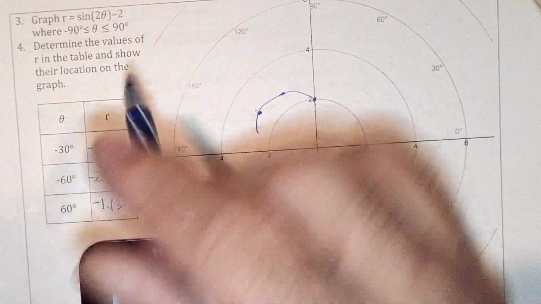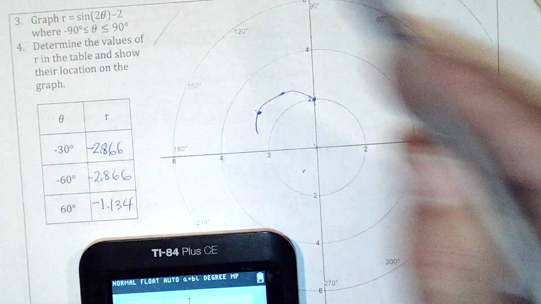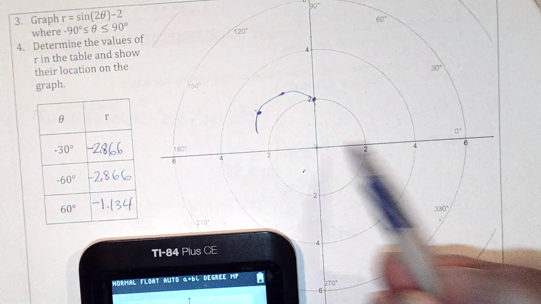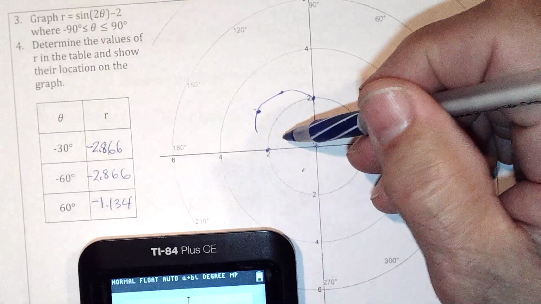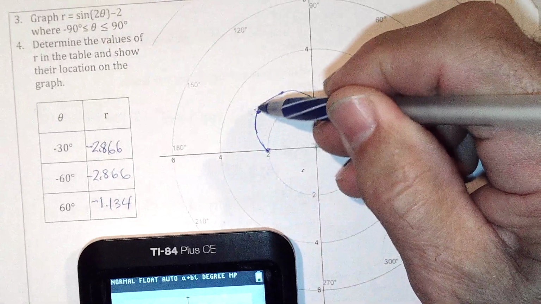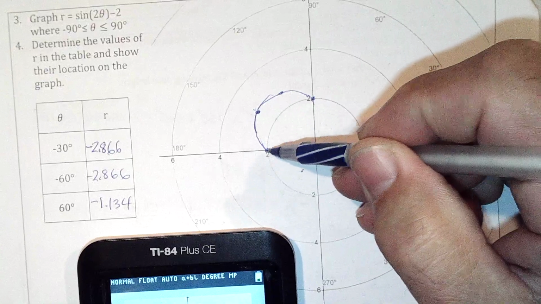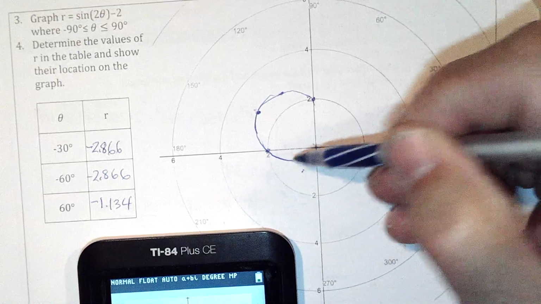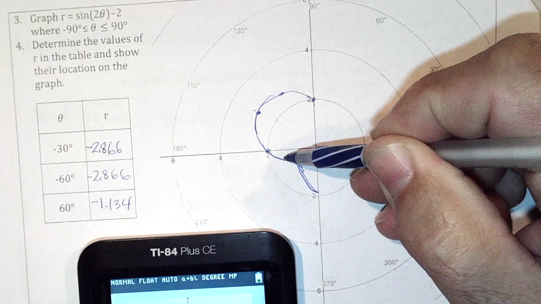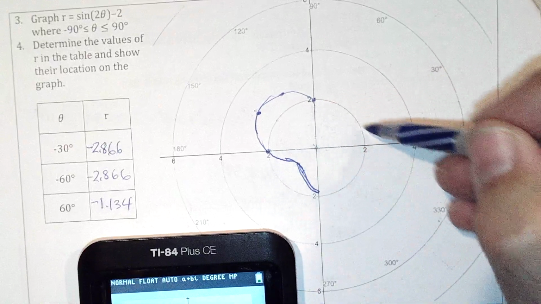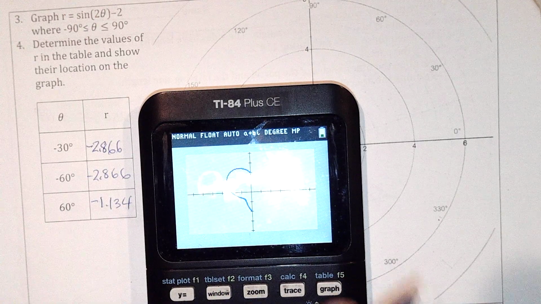For 0, if I put 0 in here, 2 times 0 is 0, sine of 0 is 0, and I get minus 2. So at 0 degrees, I have to go minus 2. Back 2 in that direction. So I get that, and then it comes in a little bit more, and then it starts going back out towards 2. That peanut shape. The other part of the peanut would be over there. Okay.